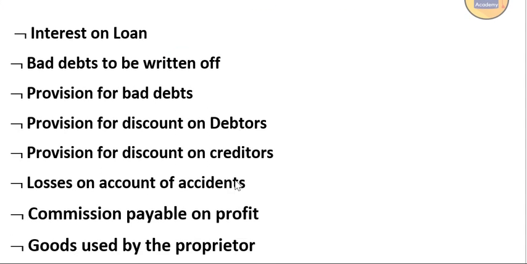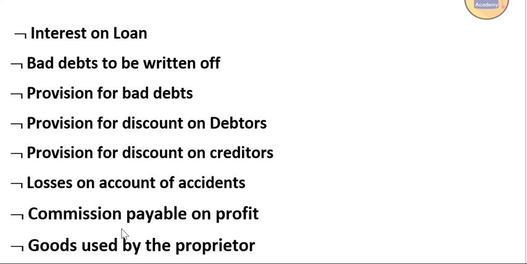Provision for discount on debtors. There might be some debtors to whom you want to give some discount, so you have to create a provision. Similarly, provision for discount on creditors. Creditors will also be there, and they will be asking for some discount, so you have to create the provisions also. Losses on account of accident. There might be some losses which you have entered in the books of account but you have not adjusted the entry, so you have to make the entries.